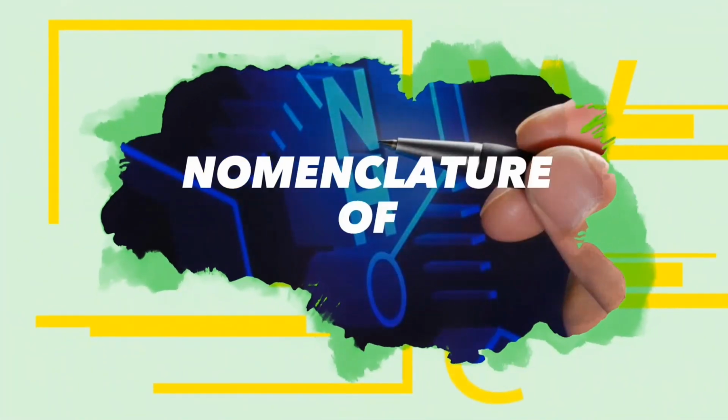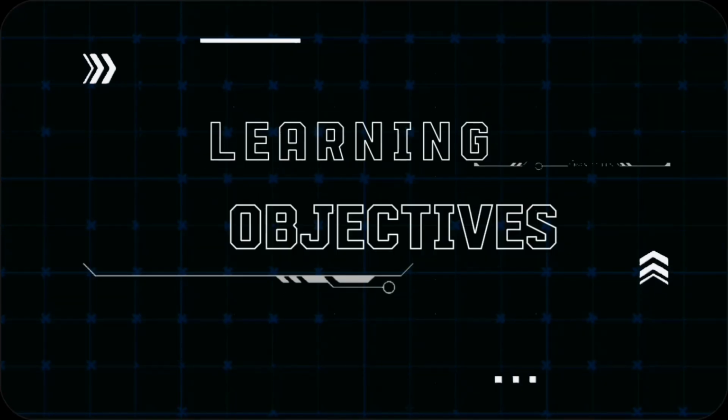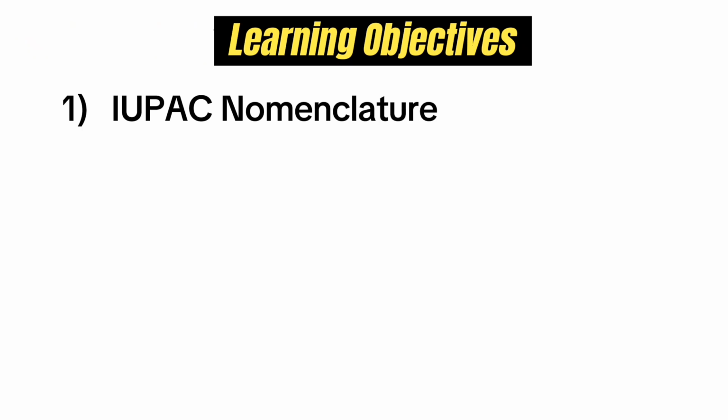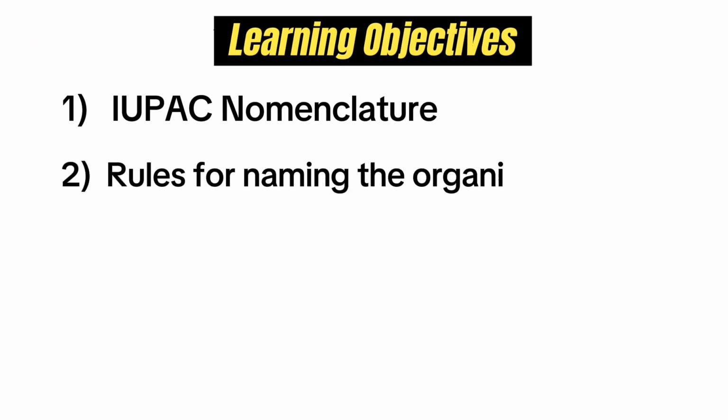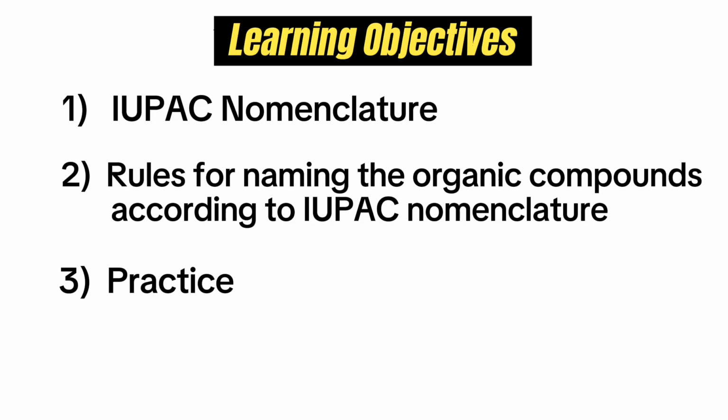Organic Chemistry Lecture 2. It's the nomenclature of organic compounds. First, mark the learning objectives of today's video. Number 1. IUPAC Nomenclature. Number 2. Rules for naming the organic compounds according to the IUPAC Nomenclature. Number 3. We will name the organic compounds as a practice or test.